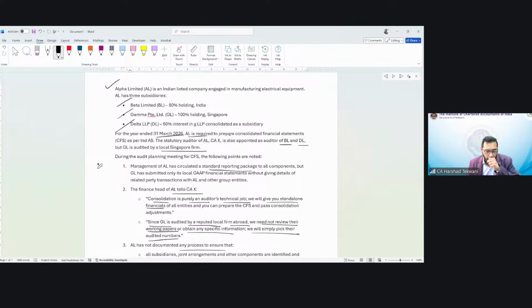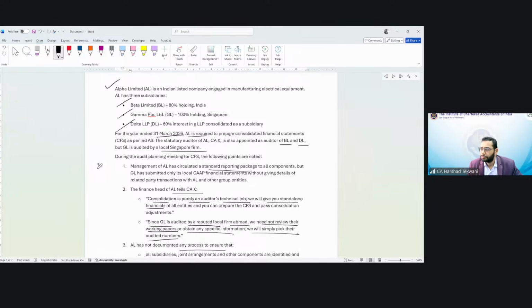Sir, yes, one minute. Sir, in this case the management of AL Limited has circulated the standard reporting package to all the components, but GL has submitted only the local GAAP financial statements, giving the details of related party transactions. Whatever they have provided has been prepared as per the local GAAP.